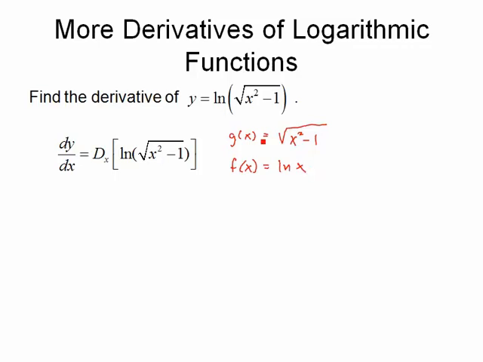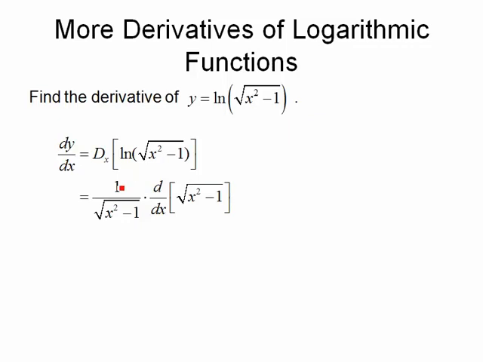Now, taking the derivative of this g is going to be a little bit complicated. So when I write this out, I'm just going to write out that I need one more step to do this. But the derivative of the f is no problem. That's just 1 over x. So let's apply this first chain rule.